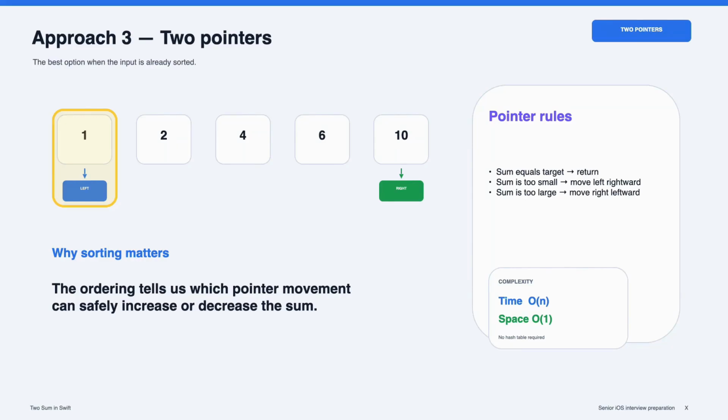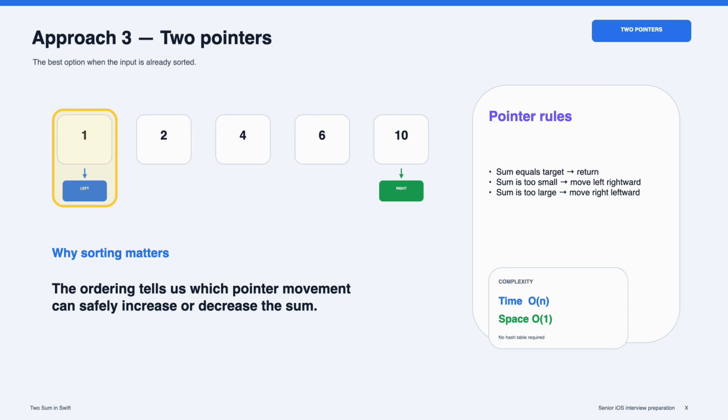Hello everyone. In the previous video, we solved the two-sum problem using the brute force approach and the dictionary approach. The brute force approach uses constant extra space, but its time complexity is O(n²). The dictionary approach improves the average time complexity to O(n), but it requires O(n) additional space.